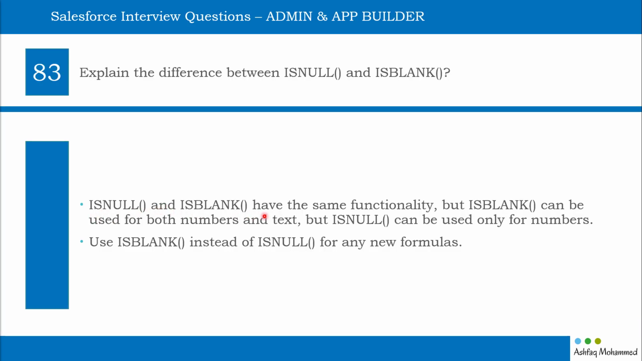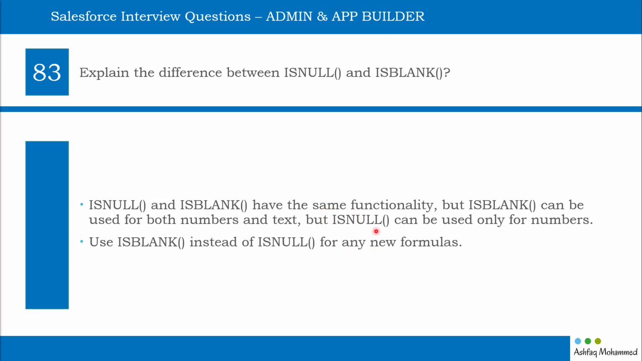ISNULL and ISBLANK have the same functionality. At the end of the day you will have the same result, but ISBLANK can be used for both numbers as well as text. I can use a text field to check whether it's blank or not, or I can even use number fields. But ISNULL can only be used for numbers. I can use ISNULL only with number type fields. And use ISBLANK instead of ISNULL for any new formulas.